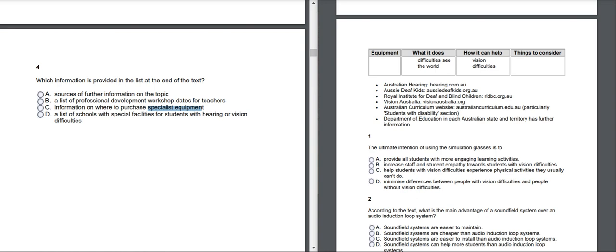You've got to actually look at what is the name of these places. So Australian curriculum, they're definitely not selling you something there. And a list of schools with special facilities, well, it doesn't even mention a school. So you can very easily infer that it is sources of further information on the topic.